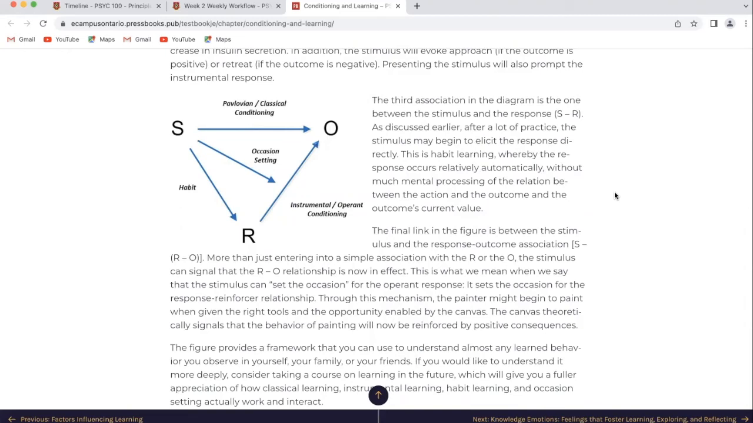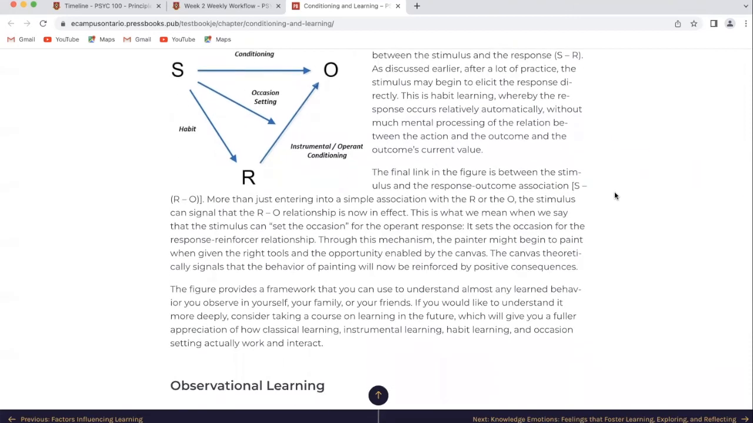Through this mechanism, the painter might begin to paint when given the right tools and the opportunity enabled by the canvas. The canvas theoretically signals that the behavior, painting, will now be reinforced by positive consequences. The figure provides a framework that you can use to understand almost any learned behavior you observe in yourself, your family, or friends.